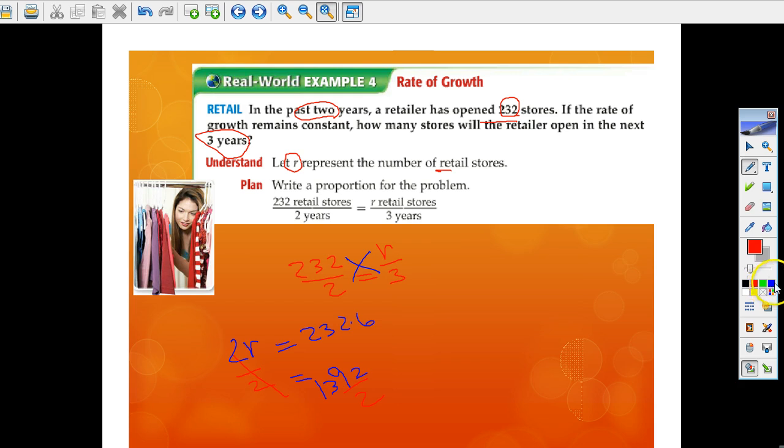Now I finally have R equals, divide this by 2. 2 goes into 13 6 times. That'll make it 12. 19 is left. Times 9, 18. 1, 2, 12, 6. And you can totally put this in the calculator. I was just trying to do it in my head. So 696 retail stores will likely open in the next 3 years.